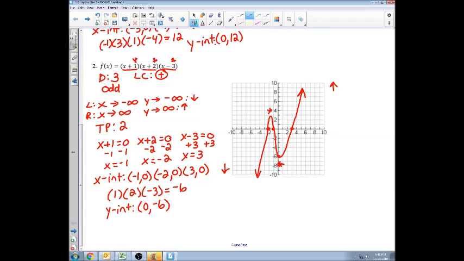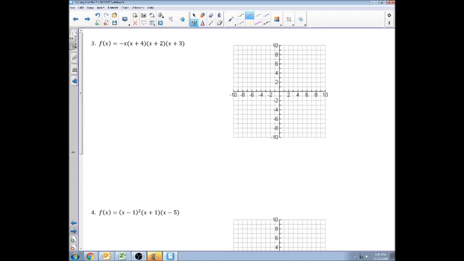My graph starts down to the left and finishes up to the right, so I am good. Okay? On to the next problem. The next problem is a little bit trickier. It's not overly difficult, but there is a little trick to remember here.